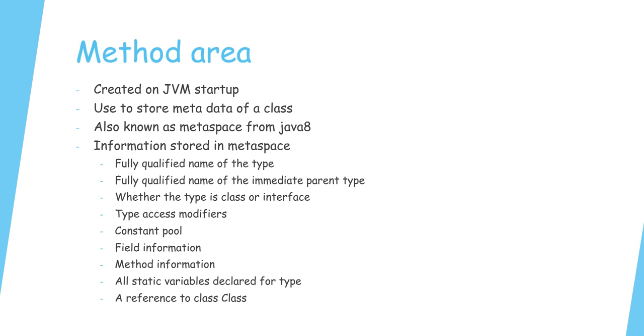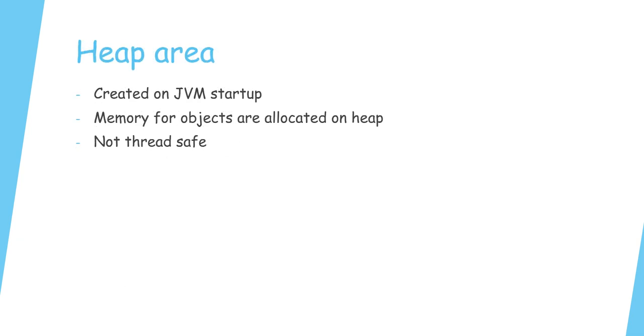Let's move to the next runtime data area, which is the heap area. Just like the method area, the heap area is also created when the JVM starts, and there is only one heap area per JVM. Heap can be accessed by multiple threads, and hence data stored in the heap is not thread safe.